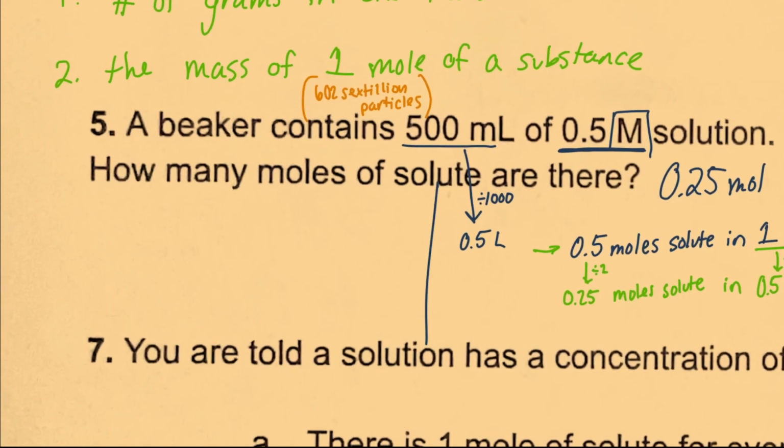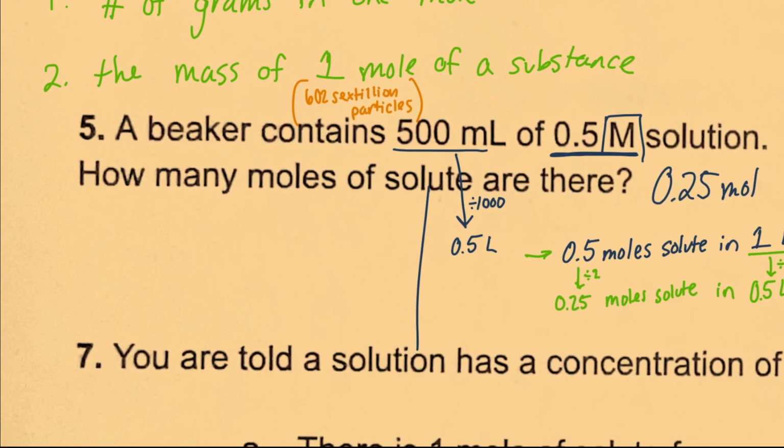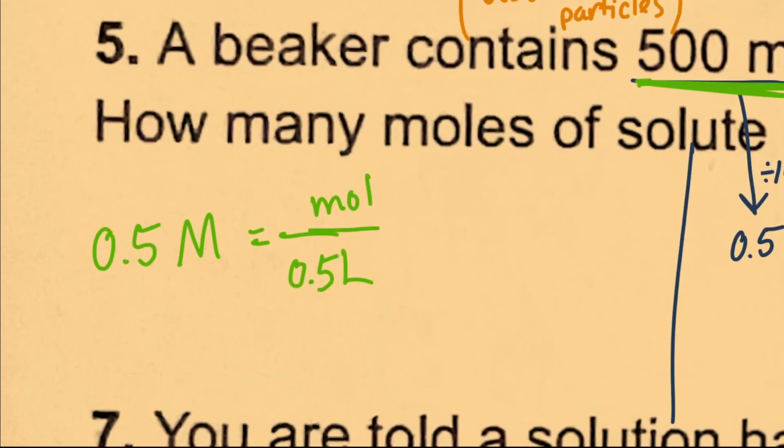Let's do it a mathier way. So if we have, using the formula here, big M equals moles divided by liters. I know my molarity is 0.5. I know that my liters is also 0.5. And now I am solving for x.